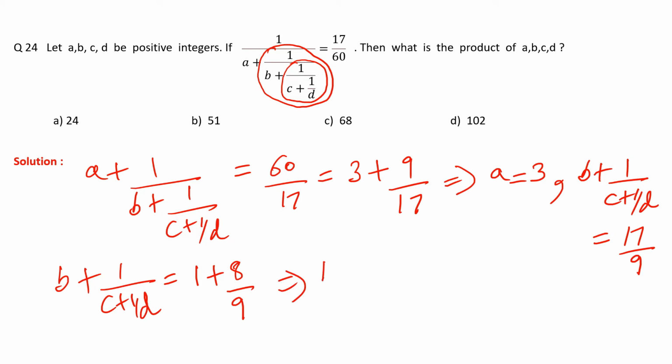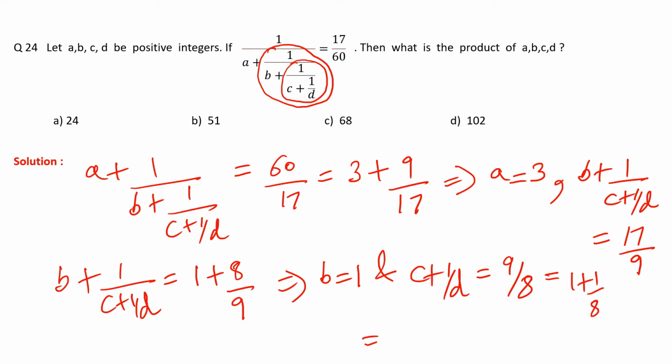So now I can declare B as 1 and C plus 1 upon D equal to 9 upon 8, right? I am just comparing the integral part and the fractional part on both the sides. So now 9 upon 8 can further be written as 1 plus 1 upon 8. Fine. So now if we make the comparison, we get C equal to 1 and D equal to 8.